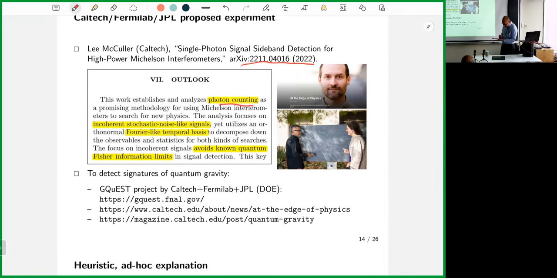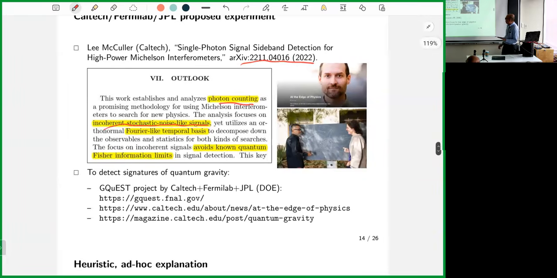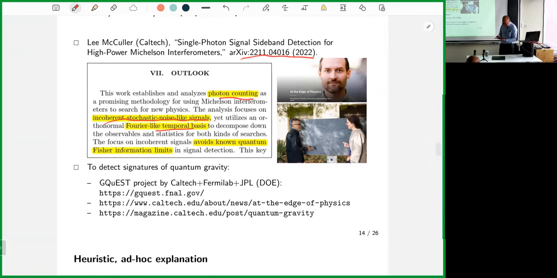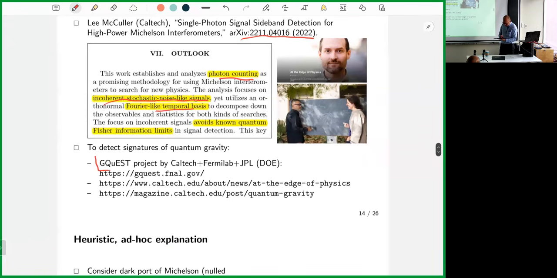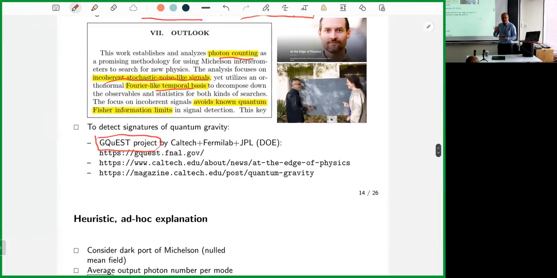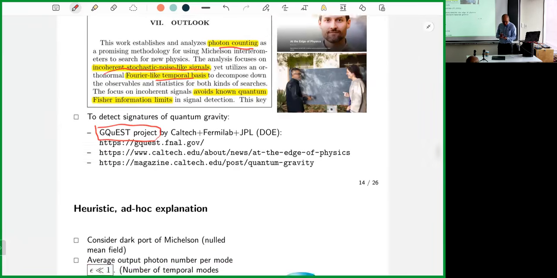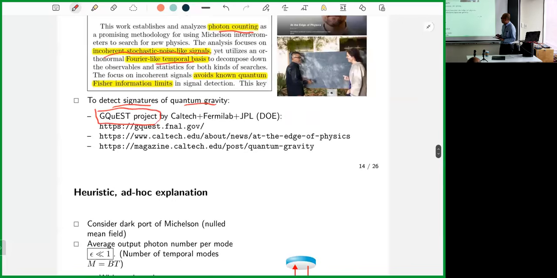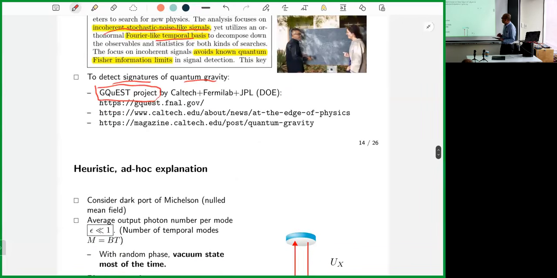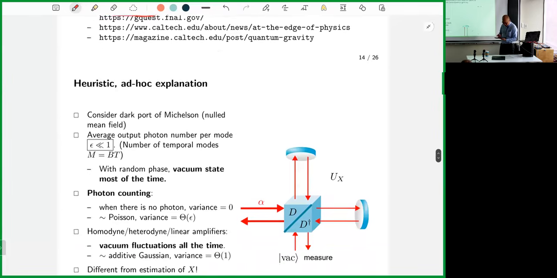So they look at photon counting, look at stochastic noise-like signal and measuring the Fourier-like basis, and then you get much enhancement. So they have started a project to build a new experiment at Caltech. They are going to build a Michelson interferometer, but instead of doing homodyne, they are going to do spectral photon counting. And it's not detecting gravitational waves anymore. They are trying to detect signatures of quantum gravity. I'm not sure how that works, or whether it's going to work, but we should be ambitious. But anyway, that's what they are trying to do.